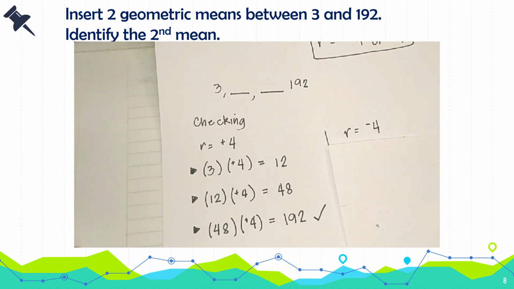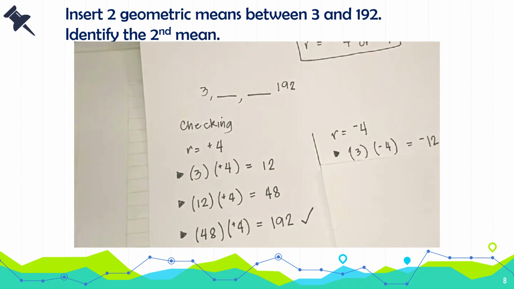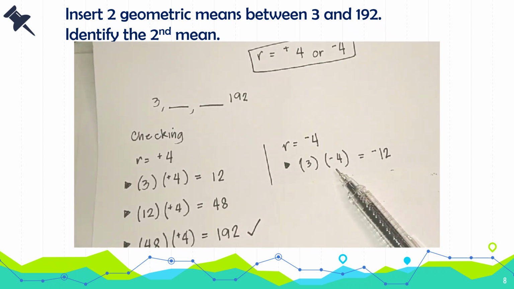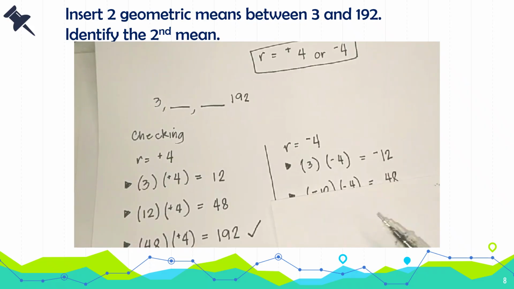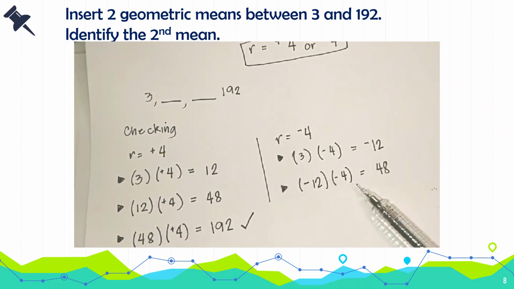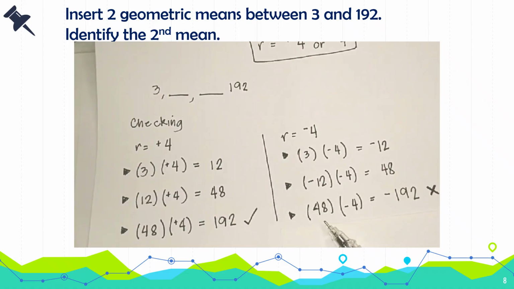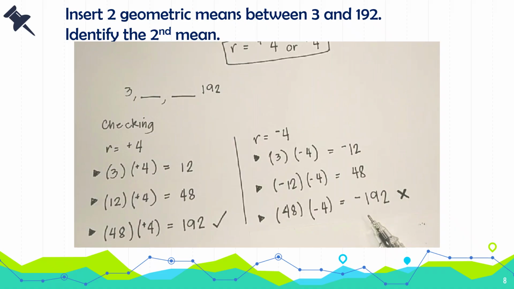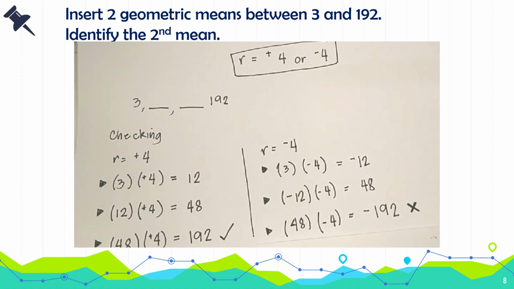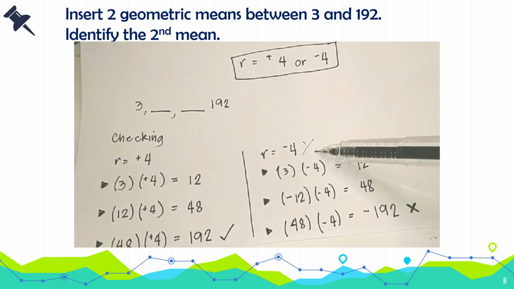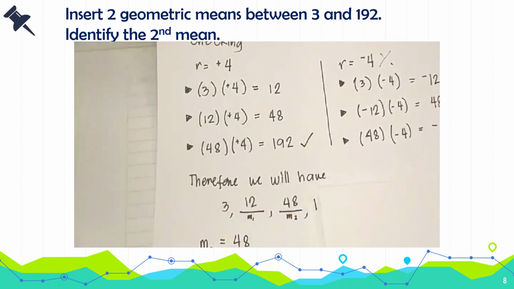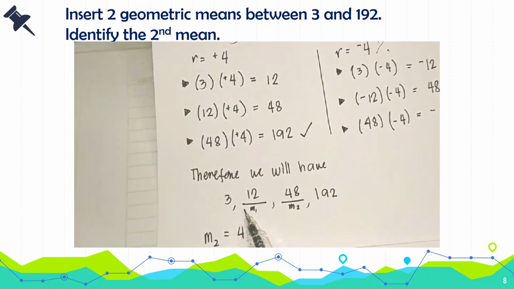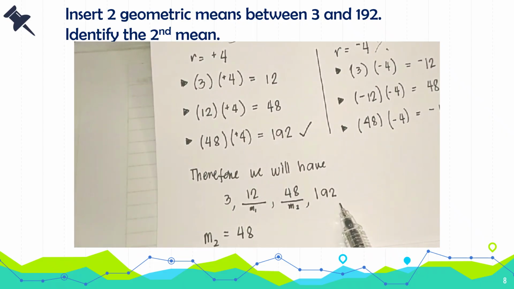Now, let's do the checking if r is negative 4. Positive 3 times negative 4 is negative 12. Negative 12 times negative 4 is positive 48. Positive 48 times negative 4 will give us negative 192. This is not our given on the fourth term, so definitely r is not equal to negative 4. Therefore, we will have 3, 12, 48, and 192. M sub 1.